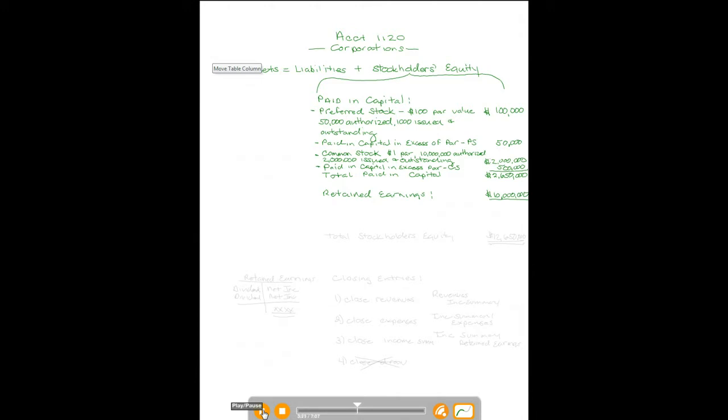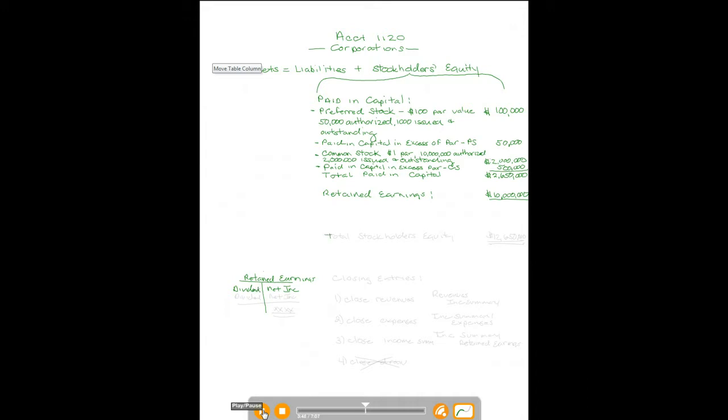Let's review what retained earnings is. Retained earnings is an account. It's a new account. It's particular to corporations. And it's where we close net income into. So it holds all of our net income since we've been in business, minus all of our dividends paid since we've been in business, from the beginning of time to date. And that's what's in retained earnings.